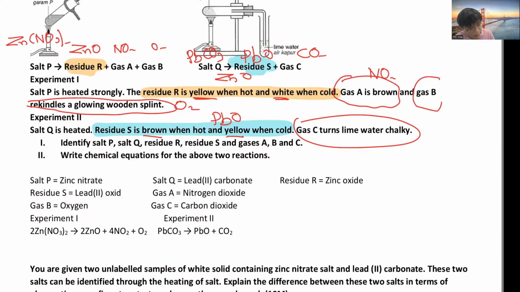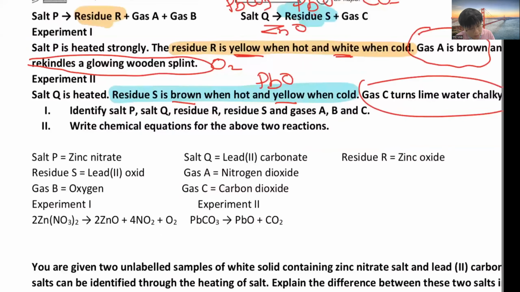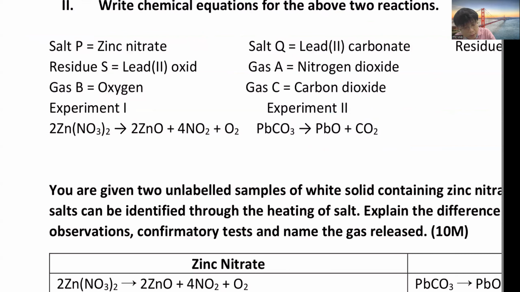So okay, write the answer. P is zinc nitrate. Then Q will be PbCO3, lead 2 carbonate. Then R will be ZnO, zinc oxide. Then S will be PbO, lead 2 oxide. Then the gas A will be nitrogen dioxide because it is a brown color gas. Then after that, oxygen gas is O2. Then gas C is carbon dioxide gas. And then this is the chemical equation. So this, you need to balance it. Zinc nitrate.